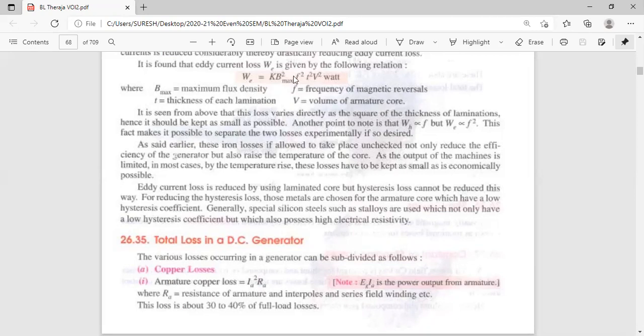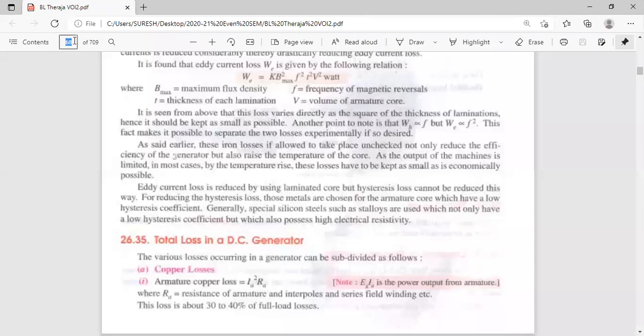What is the unit of power? Watts. Eddy current loss is power loss, so the unit is watts. The textbook has given it wrong; it is not T square, it is T. What do you mean by T? Thickness of each lamination. T is the thickness of each lamination, and V is the volume of the core iron piece. These two formulas are necessary for you.